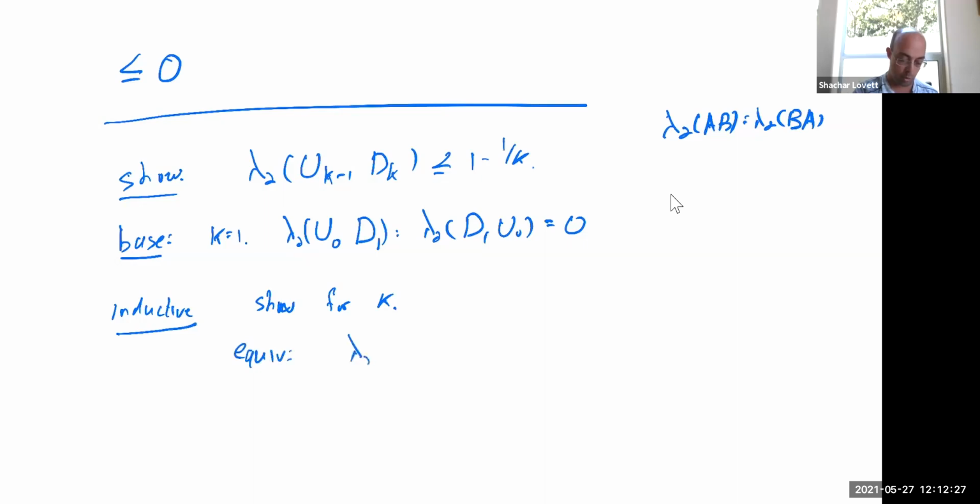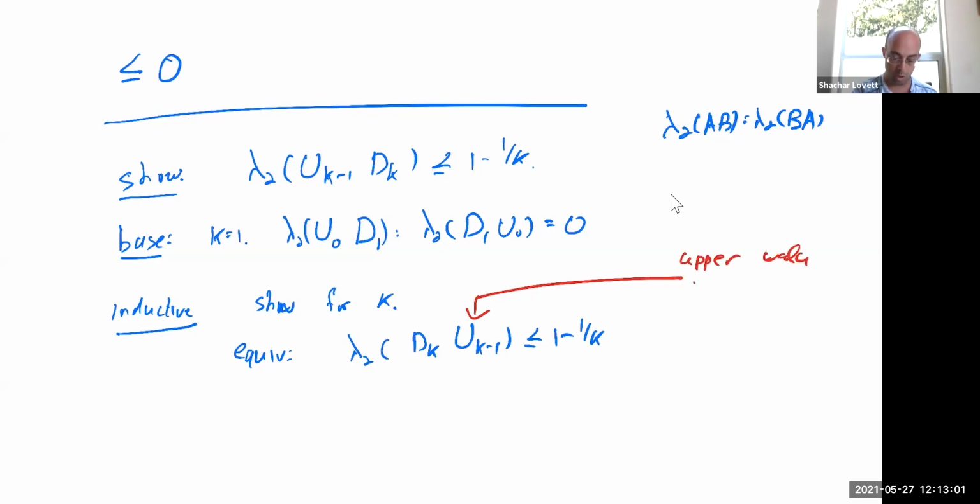You want to show that lambda 2 of Uk minus 1 Dk is at most 1 minus 1 over k, because like we said, flipping the operators maintains the spectrum. And now naturally we're acting on level 1 less. So now instead of analyzing the lower walk on level k, we're analyzing the lazy upper walk on level k minus 1. Right, this is the upper walk on level k minus 1.